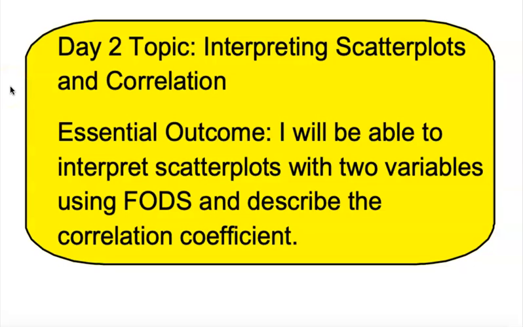So chapter 7, day 2 topic. We're going to continue with a little bit of ideas from scatter plots, but today we're going to try to interpret our scatter plots and what we call correlation. When we're done today, we want to be able to interpret our scatter plots with two variables using something called FODS. Now that's obviously an acronym. And then we want to be able to describe the correlation coefficient, which is something we're also going to talk about today.